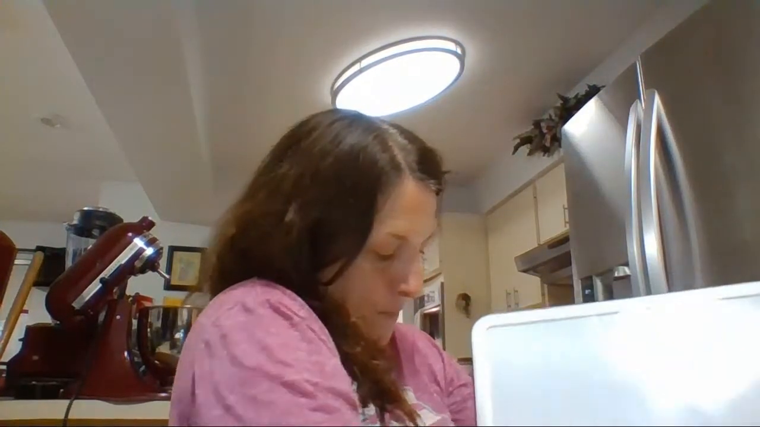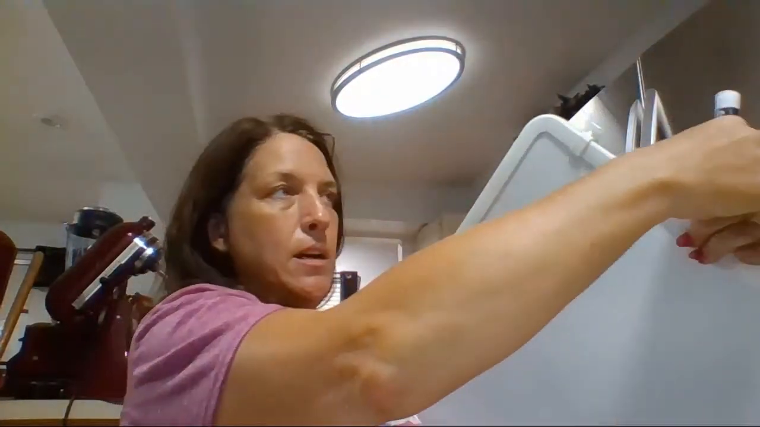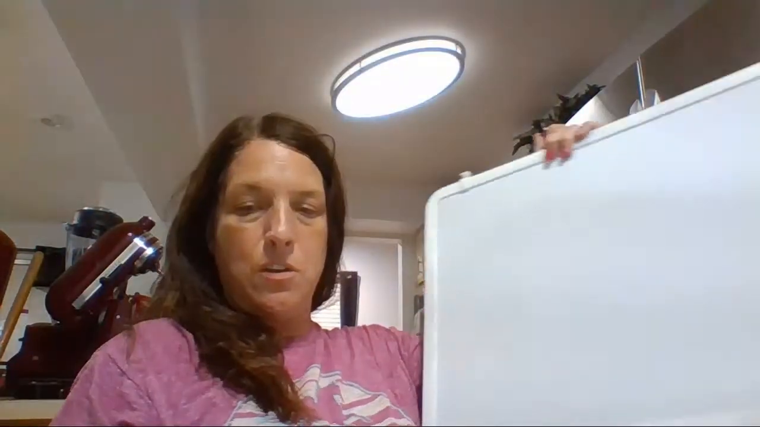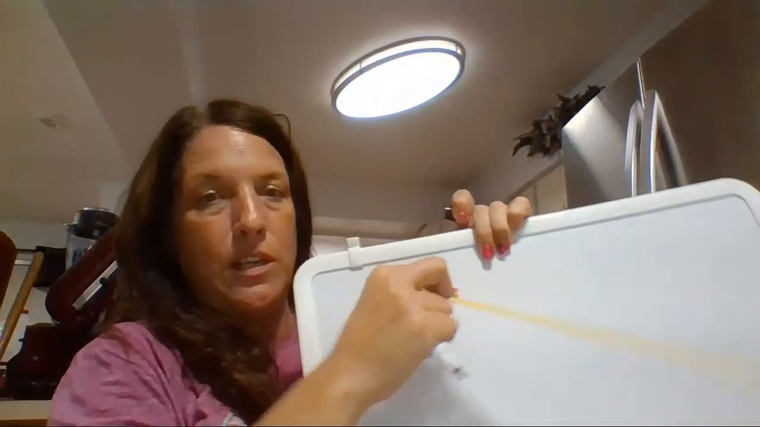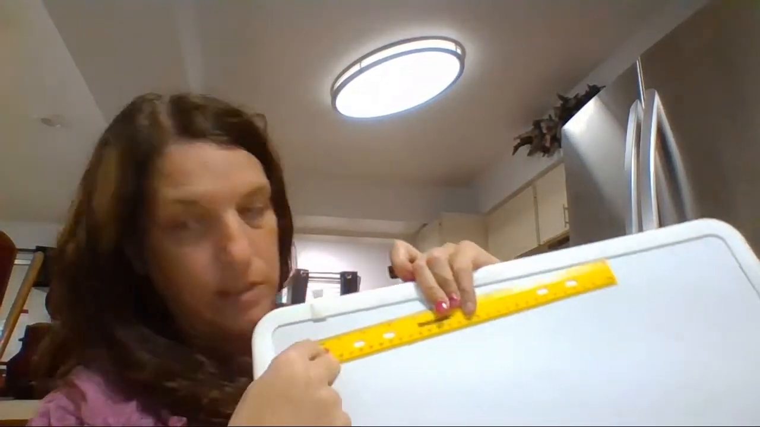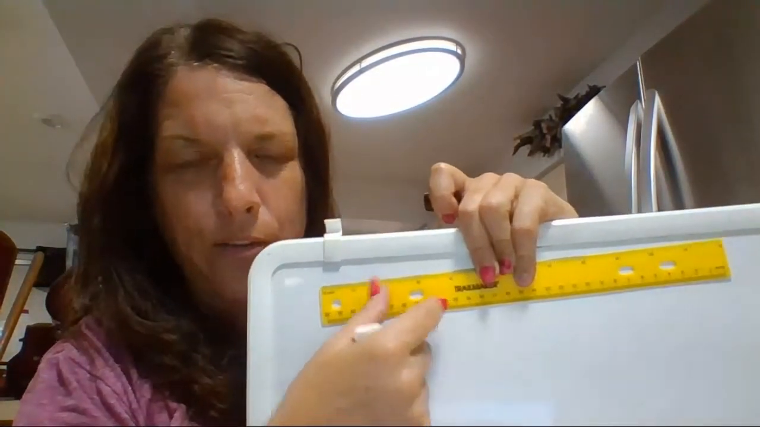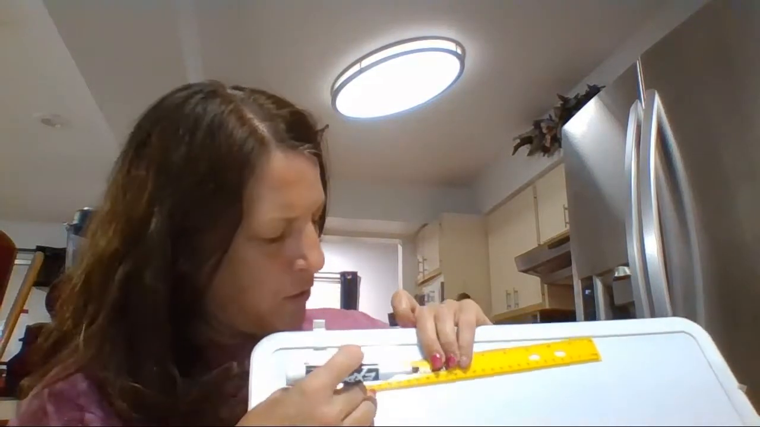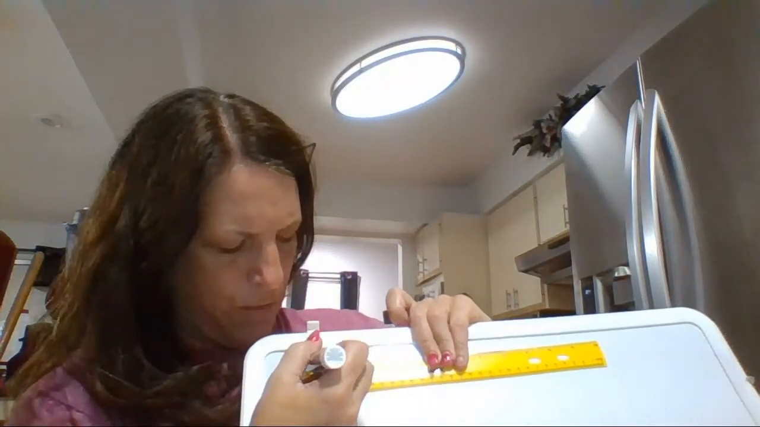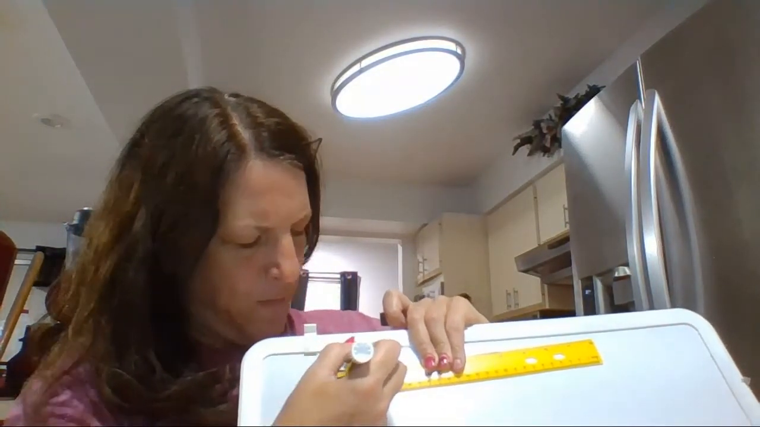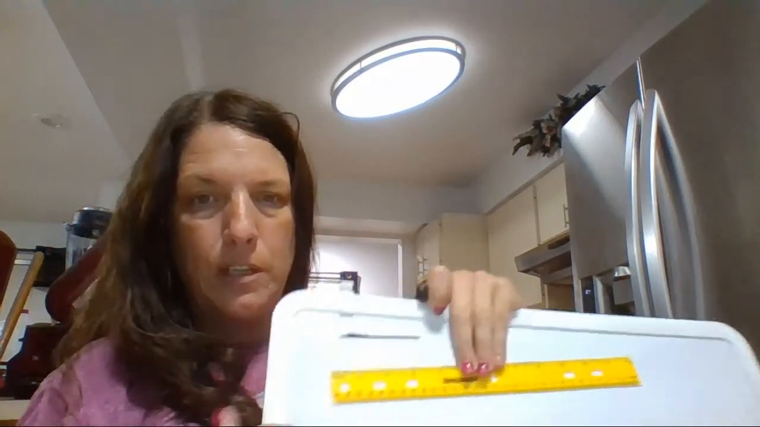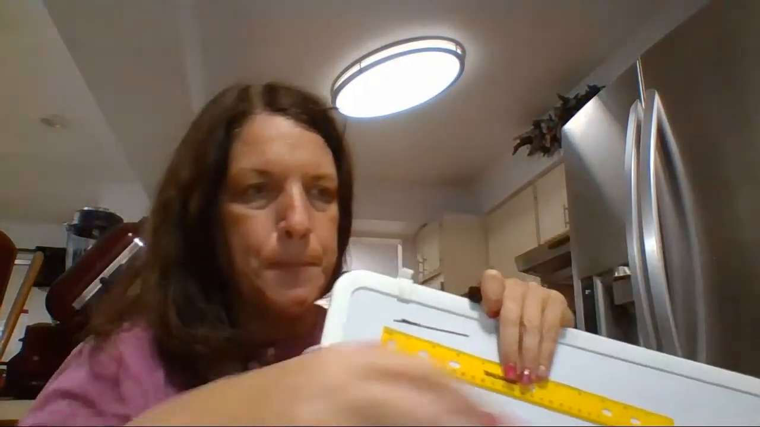All right, now, number 3 said draw a line that is 3 inches long. So again, you have to find which side is inches. Inches is the side where the numbers are wider and farther apart. You're going to start at the 0 or at the end of the ruler, and you're going to go to the 3, just like that. Okay?